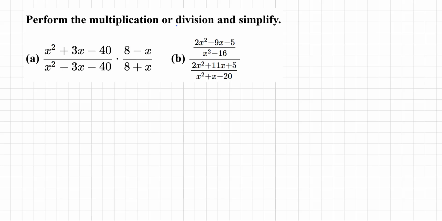Perform the multiplication or division and simplify. So in part A we got a trinomial divided by almost the same trinomial, times 8 minus x, 8 plus x.